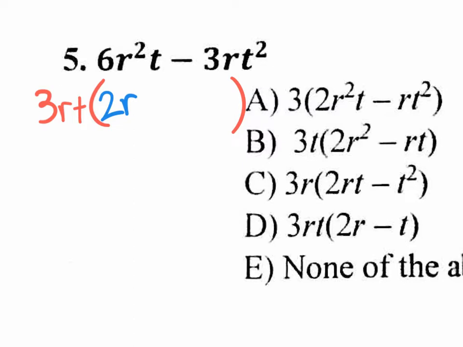Okay, so how about over here? 3 times what gets us a negative 3? Negative 1. And then r times what gets us an r? A 1, so you don't even have to mess with it. How about t times what gets us a t squared? T. So there it is. There's your answer. 3rt times 2r minus 1t. And the fact is, you don't need the 1 right there. You could just write it as 2r minus t. And that's exactly what this answer is down here, D. 3rt times 2r minus t. Again, we have the 1. You don't need the 1. So erase it.